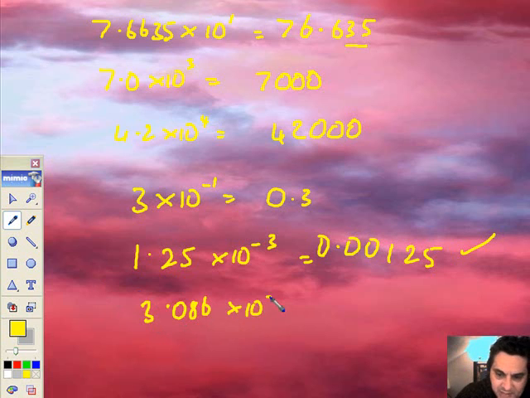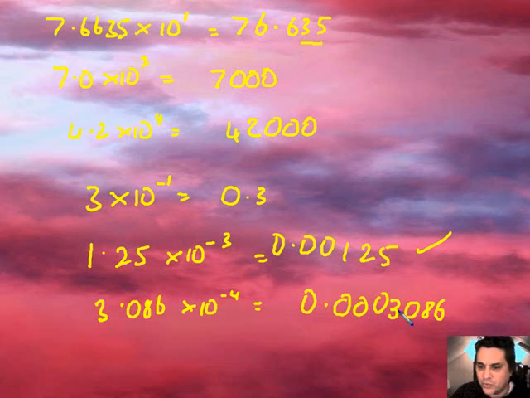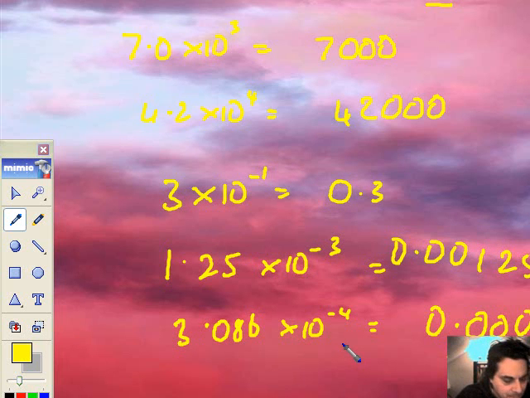3.086 times 10 to the power of -4. Let's write down my 3086. Go back 4 places. So starting from here, 1, 2, 3, 4. Now put the point. So we have 0.0003086. Let's just check it. 1, 2, 3, 4. Yep, that definitely works. So that is the actual proper number, the genuine number, ordinary number for this standard index form notation.